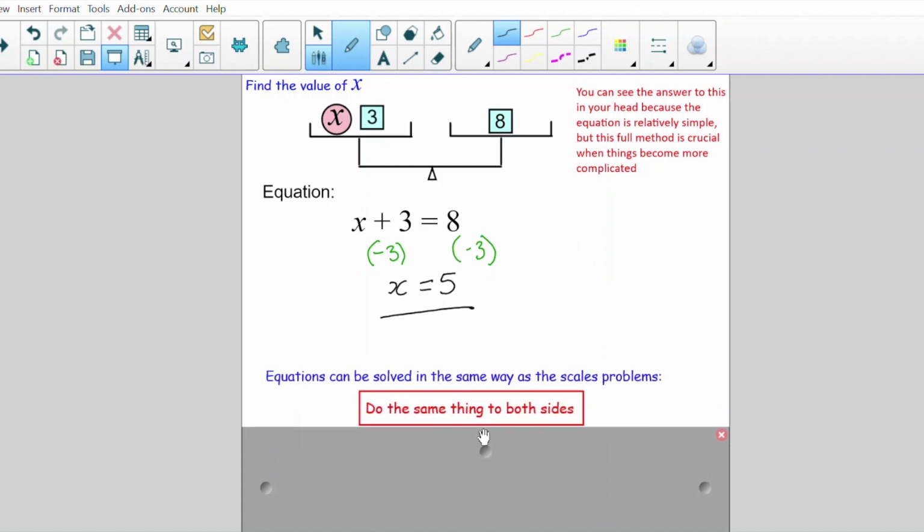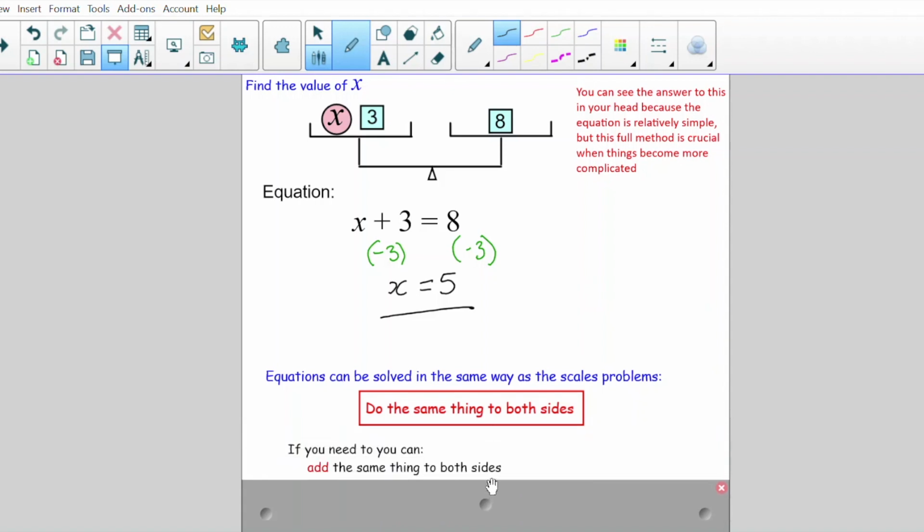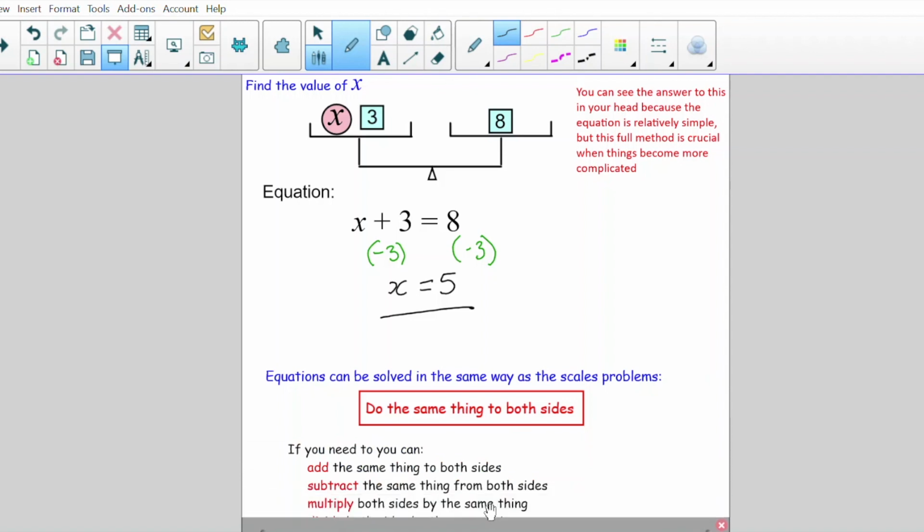So we can see that equations can be solved by doing the same thing to both sides. We could either add the same thing to both sides, subtract the same thing from both sides, multiply both sides by the same thing, or divide both sides by the same thing.